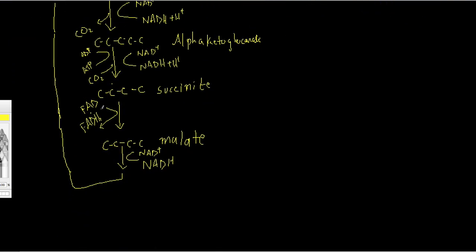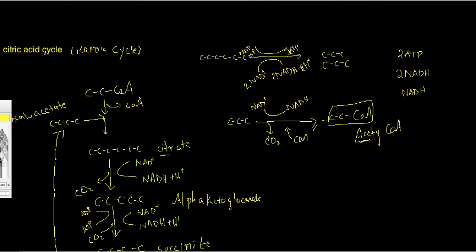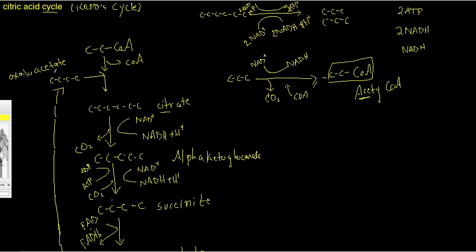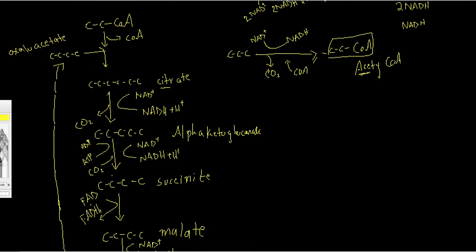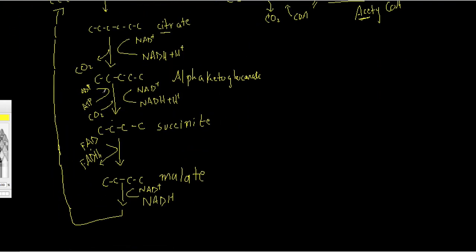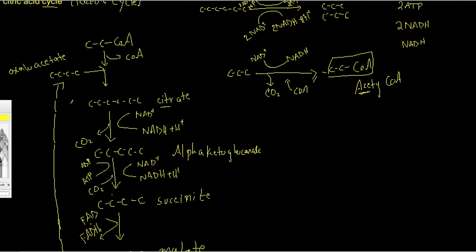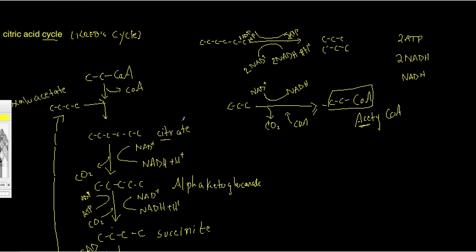So now you might get an idea of why we call it a cycle, because we start off with an oxaloacetate, which is already present in the mitochondria, and we go through all this process and we end up back again to oxaloacetate. So there you go. This is the citric acid cycle. Quite easy and simple, you just have to know where these NAD pluses come along.